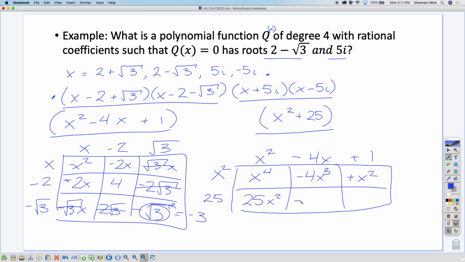Where do you get the 4 and the 1? Where did I get 4? This was negative 2x. Negative 2x is negative 4x. And this negative square root of 3 squared is negative 3. So 4 minus 3 is 1.